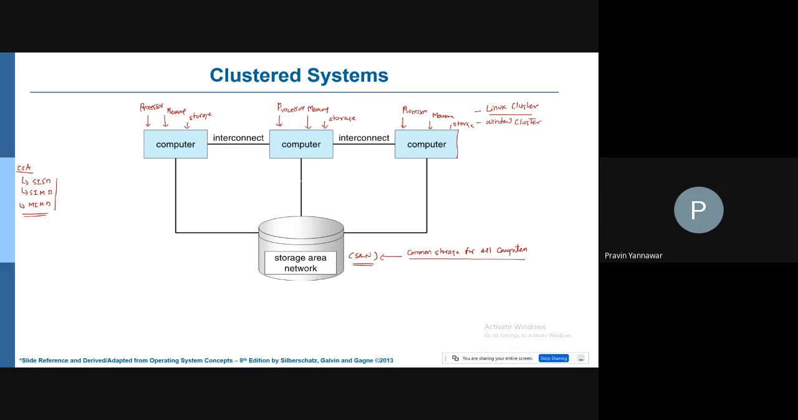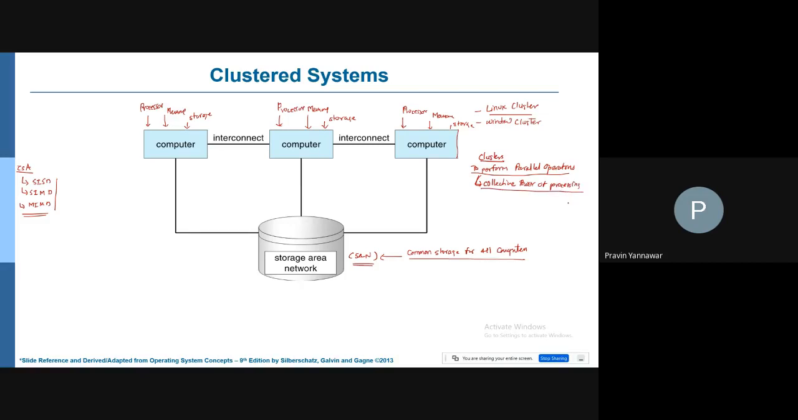But the objective of these clusters here is to perform parallel operations. This is the case, right? And this has a collective power of processing.